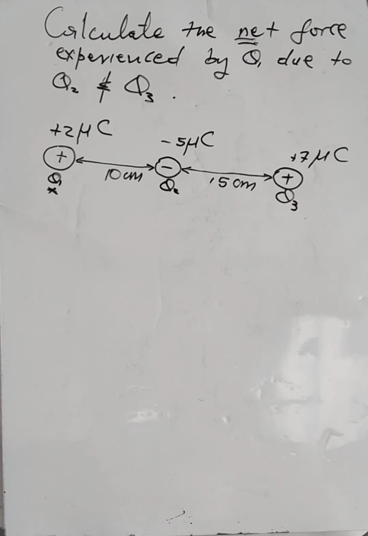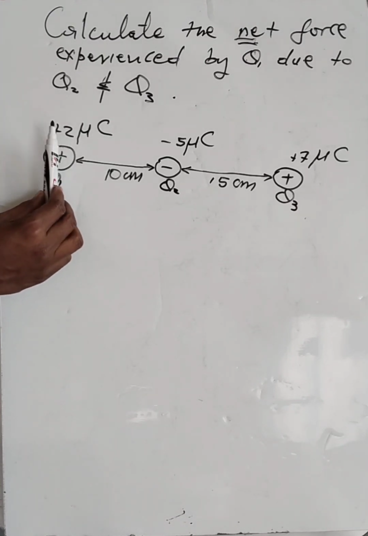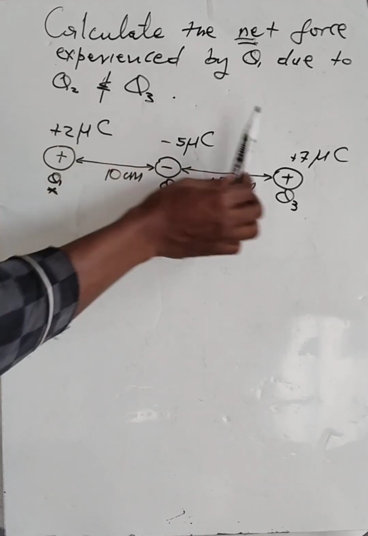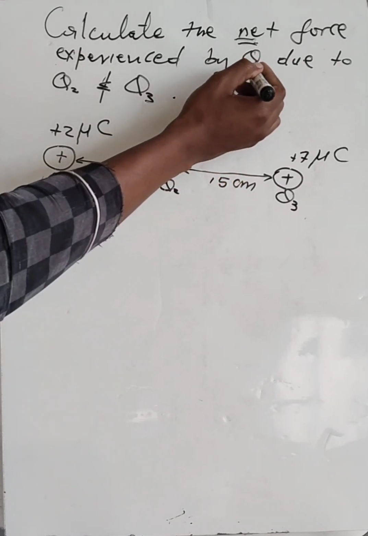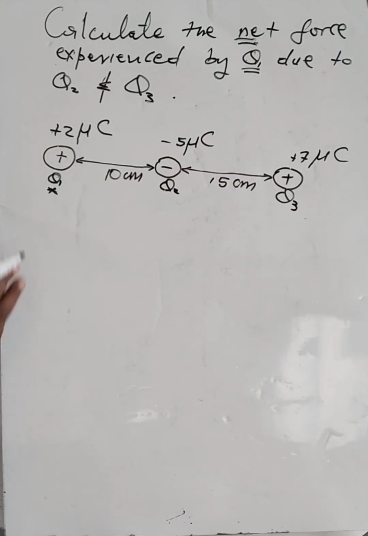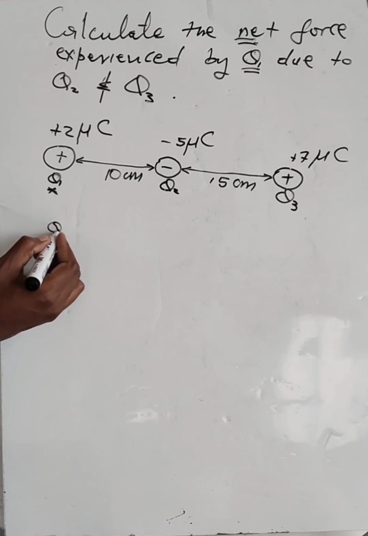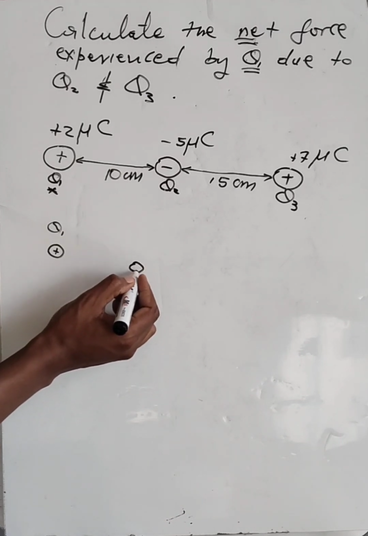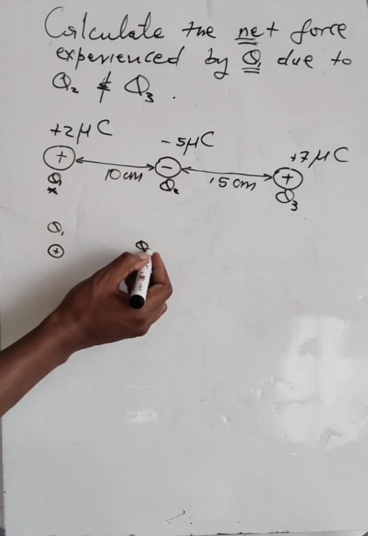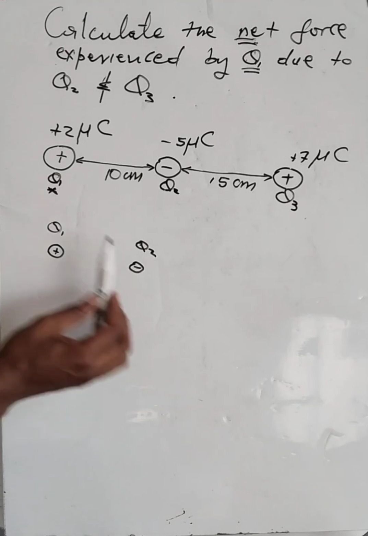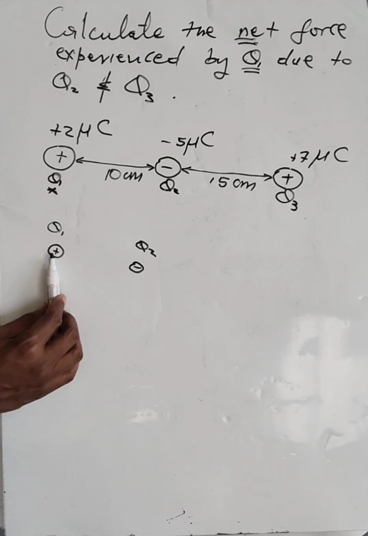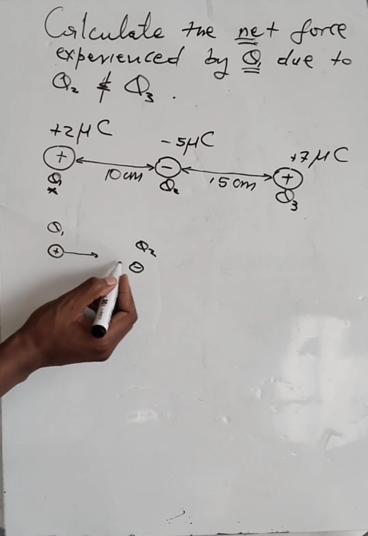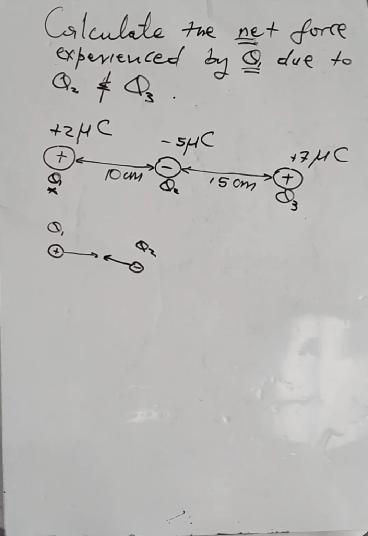When we draw a force diagram, we'll look at what type of force there is between Q1 and Q2, then between Q1 and Q3, because the question says calculate the net force on Q1. So we are going to look at Q1. Q1 is positive, Q2 is negative. What type of force between Q1 and Q2? Because Q1 is positive and Q2 is negative, there is a force of attraction between the two.